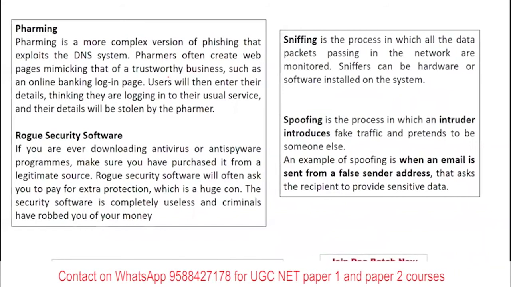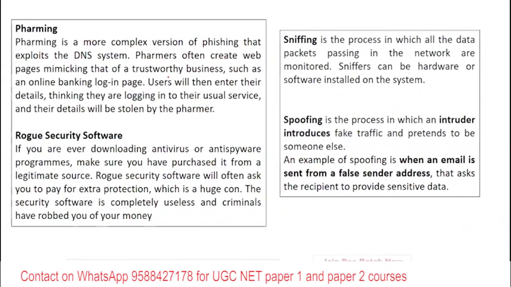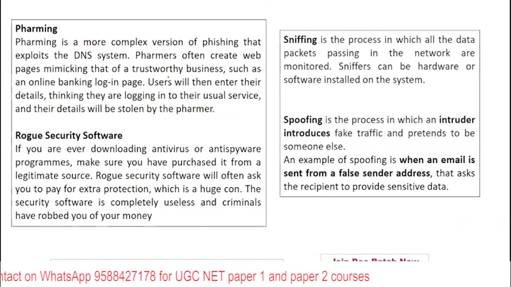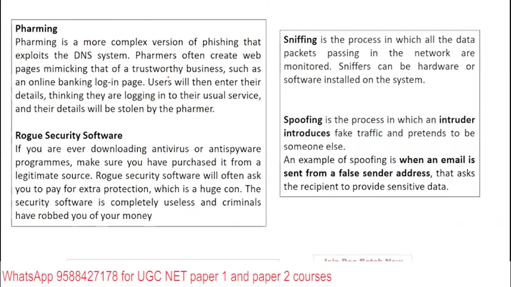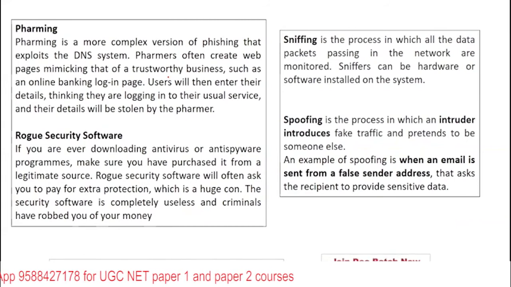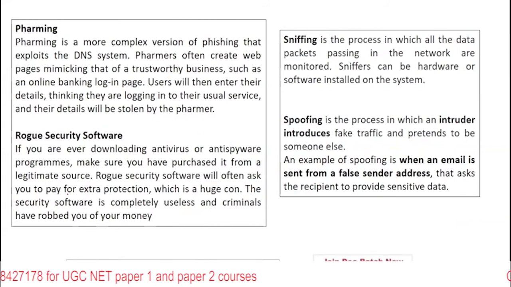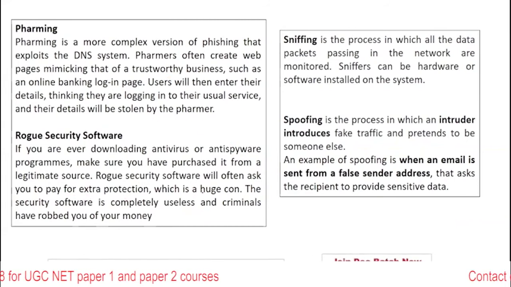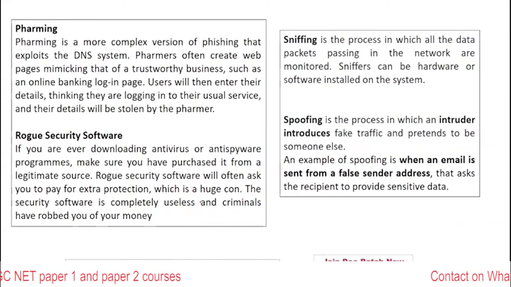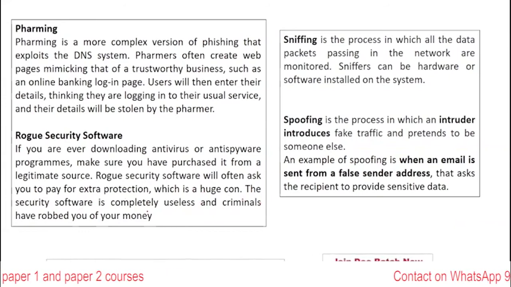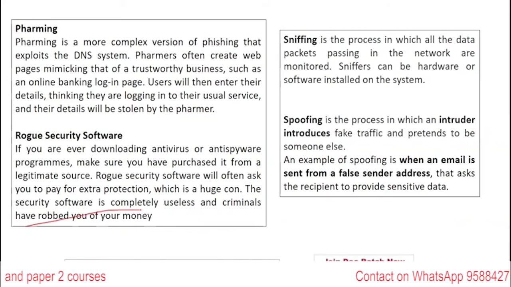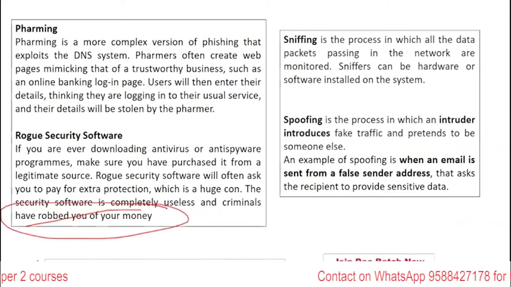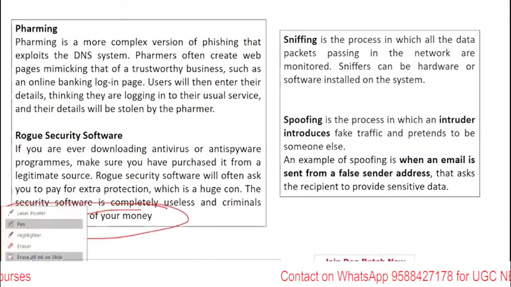Then rogue security software. This is basically downloading an antivirus or anti-spy program which you have purchased, but the security software often asks you to pay extra for the protection. That is again a huge con. You should be aware of this. The security software is completely useless and the criminals have robbed your hard-earned money. So it's like that. Okay.